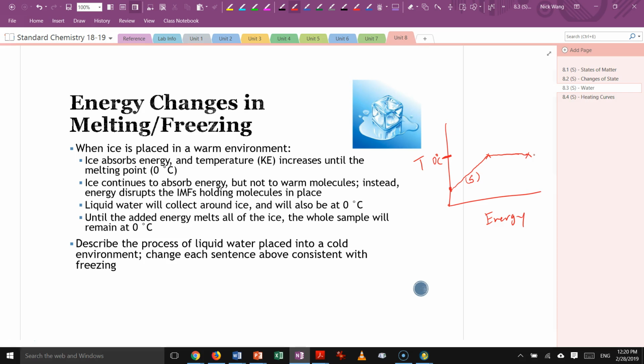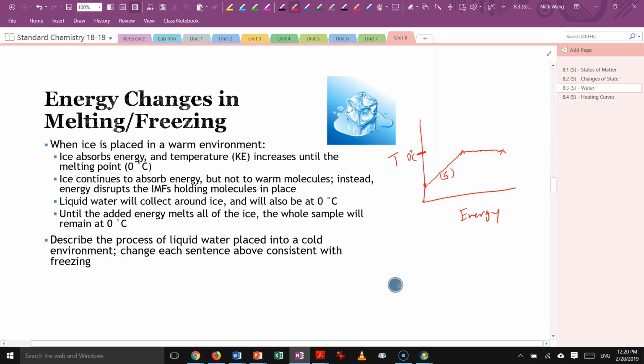And then again, as you continue to add more energy, as it continues to melt, it'll eventually completely become a liquid. It will then continue to increase in temperature as you add more and more energy. We'll definitely talk about this energy and more later on, but that's basically what happens.